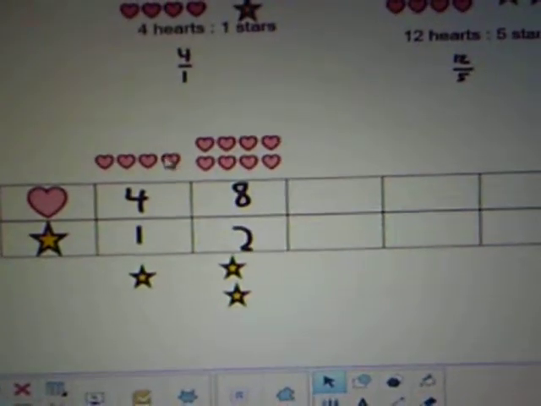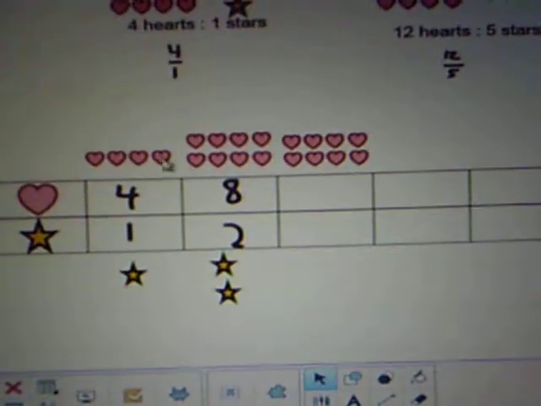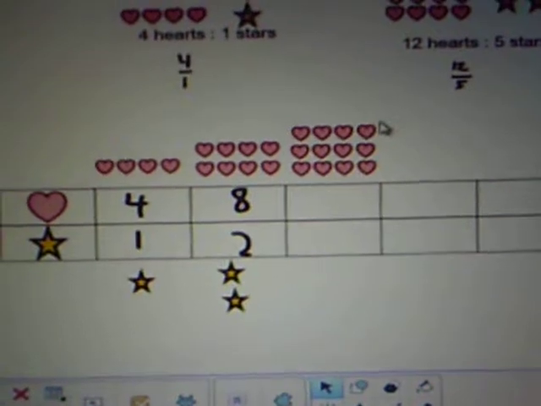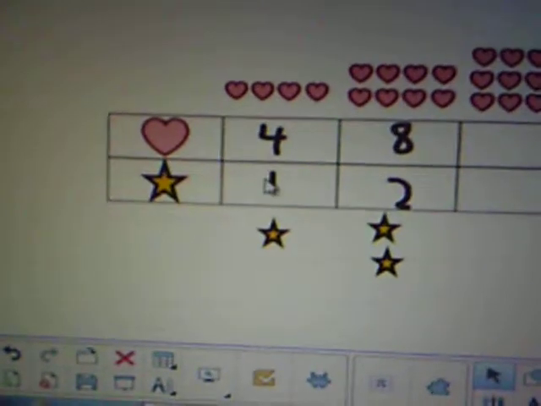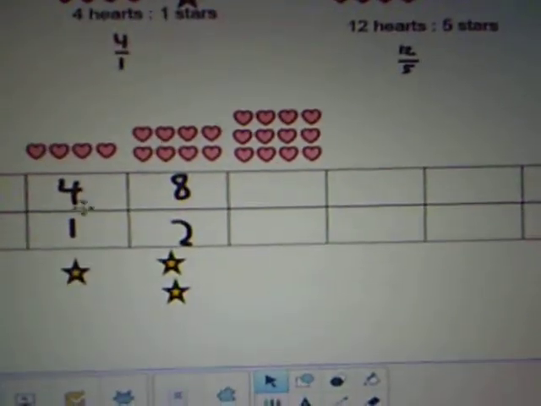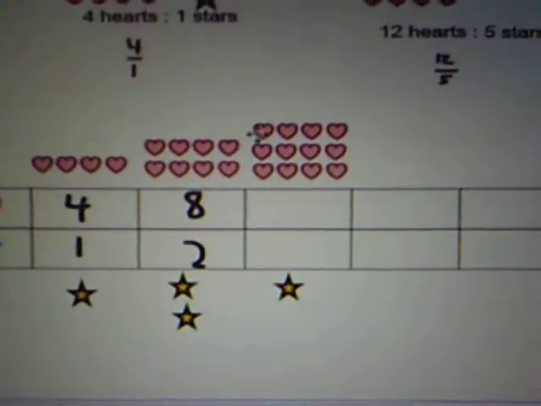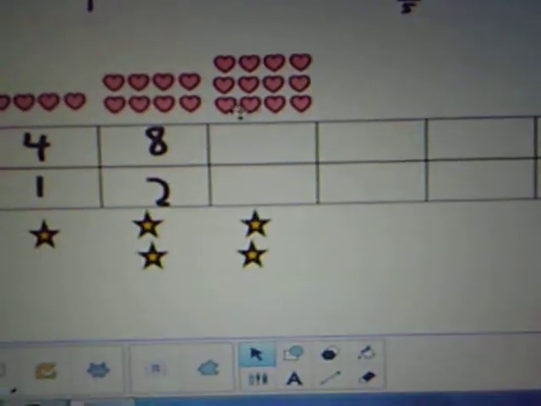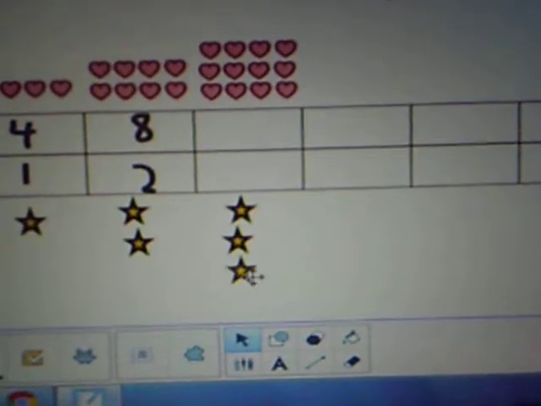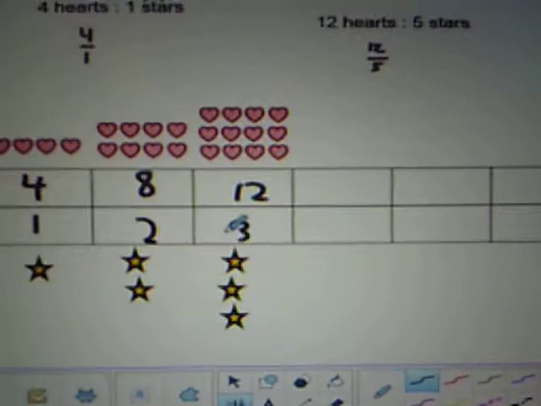Let's keep going. Let's say I add another set of 4. 4, 8, 12 hearts. Remember, each set of 4 hearts in this ratio, because my ratio is 4 hearts to 1 star, needs to get 1 star. I have 3 sets of 4 hearts, so this set of 4 gets a star, the middle set gets a star, and the third set of 4 gets a star. So I can say I made another equal ratio, 12 to 3.